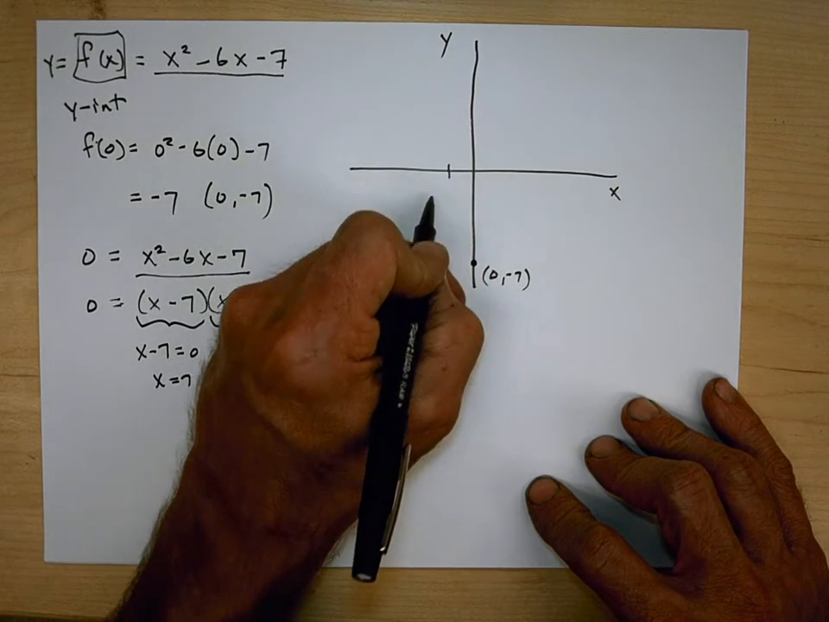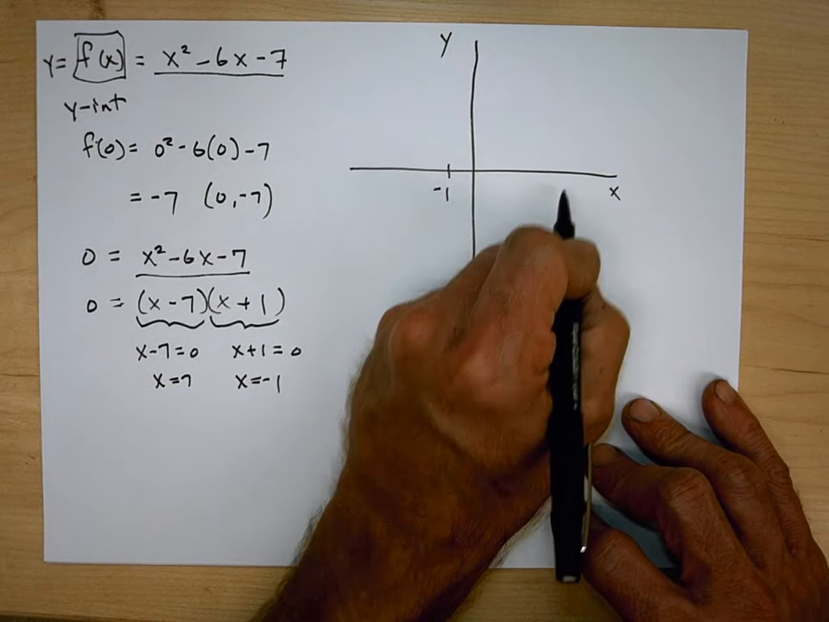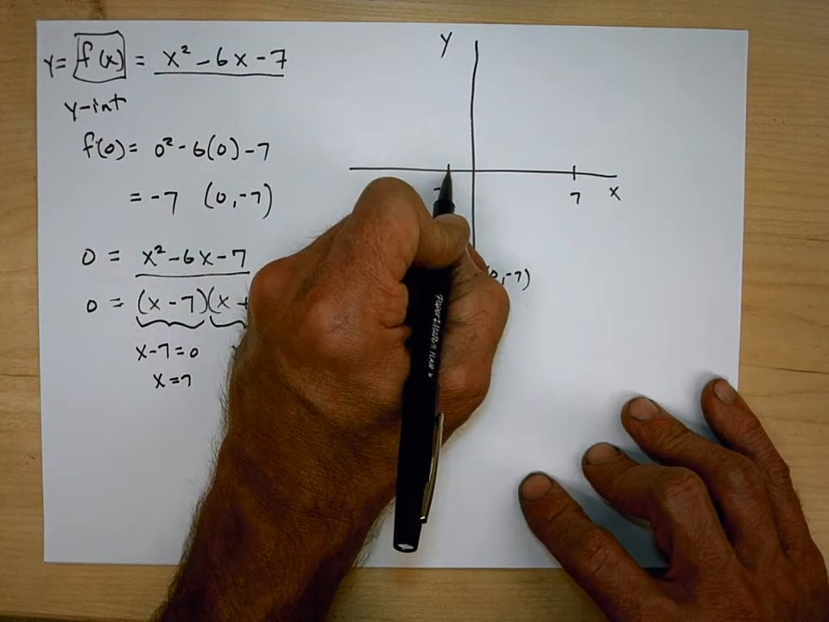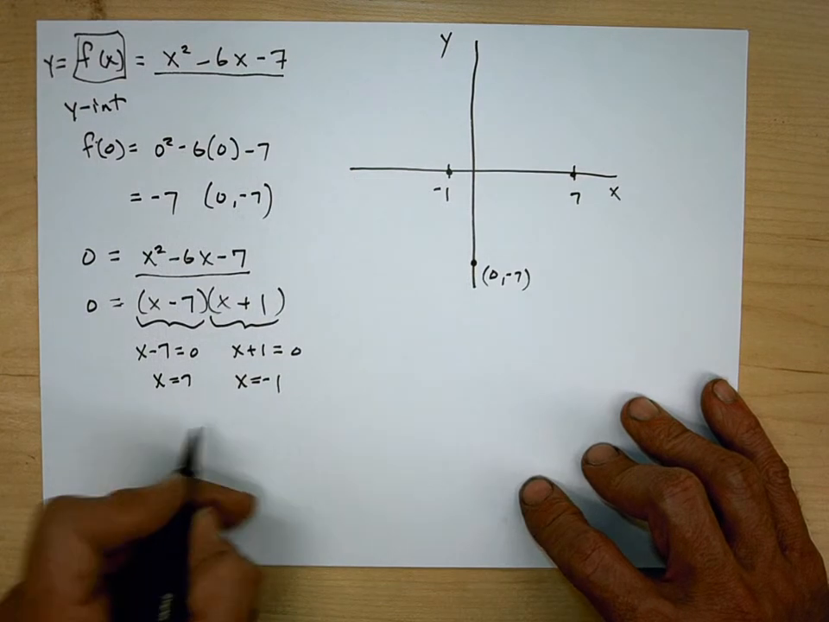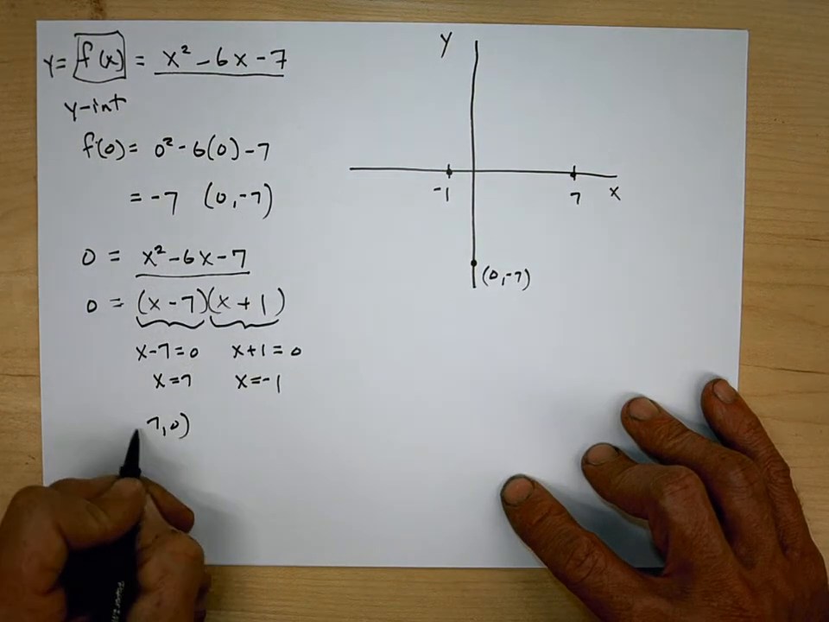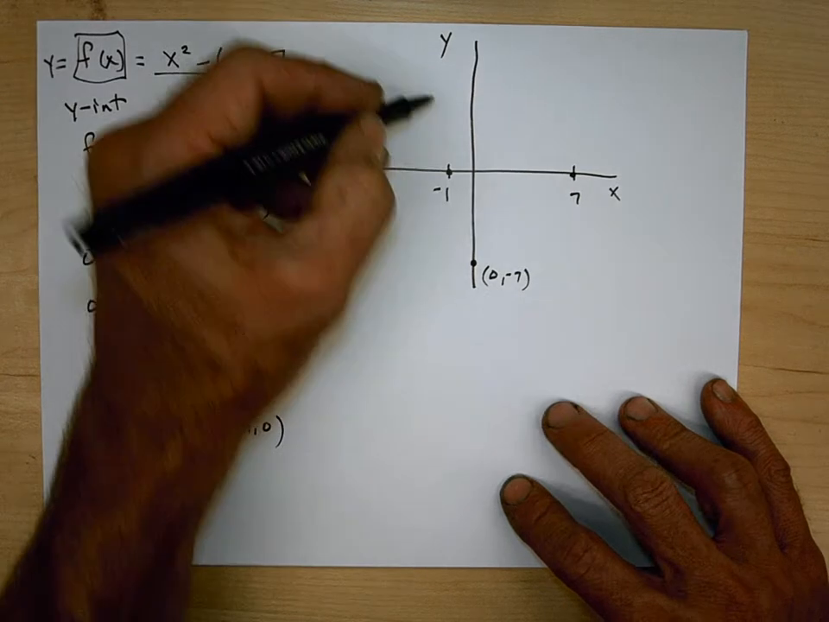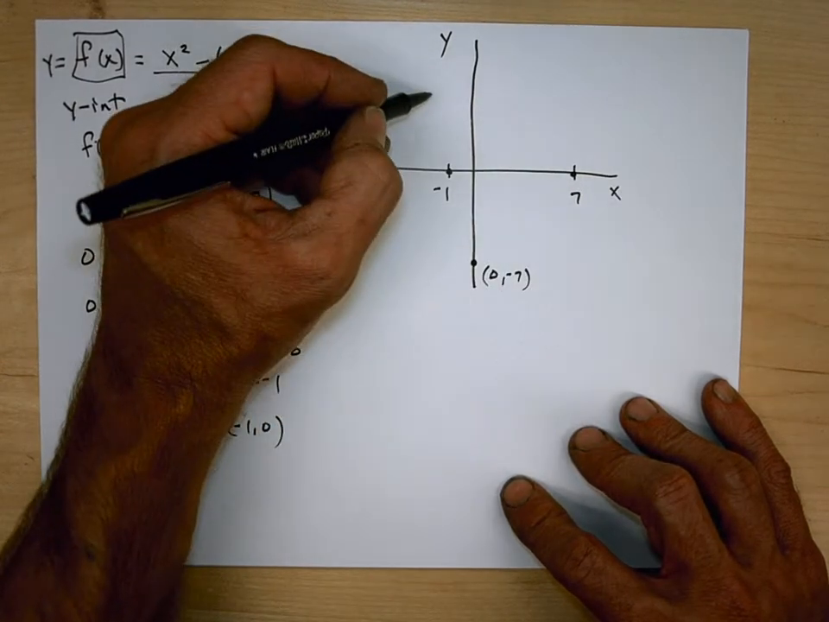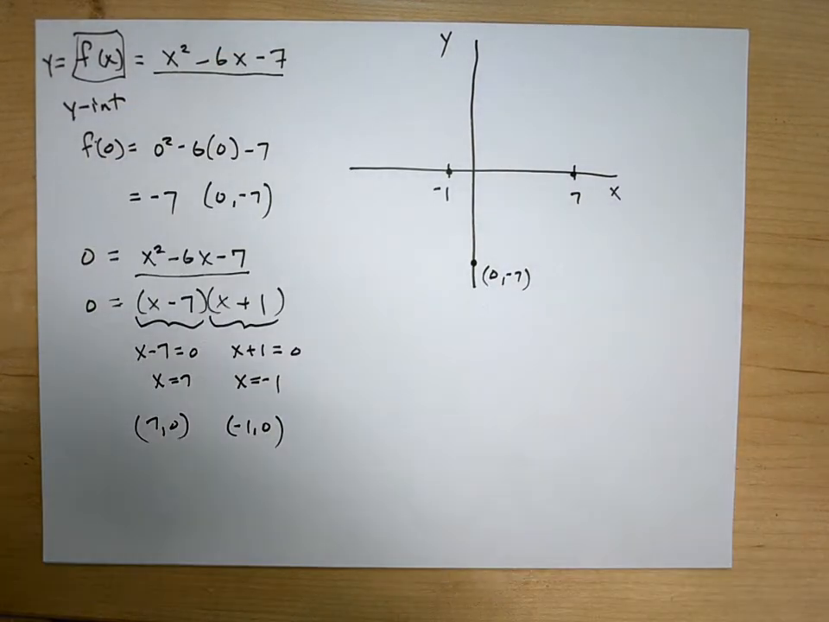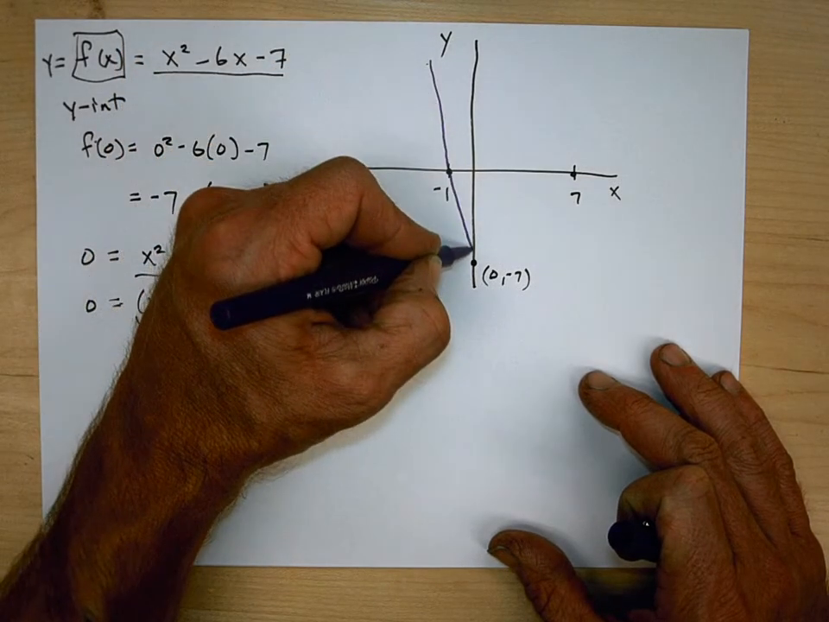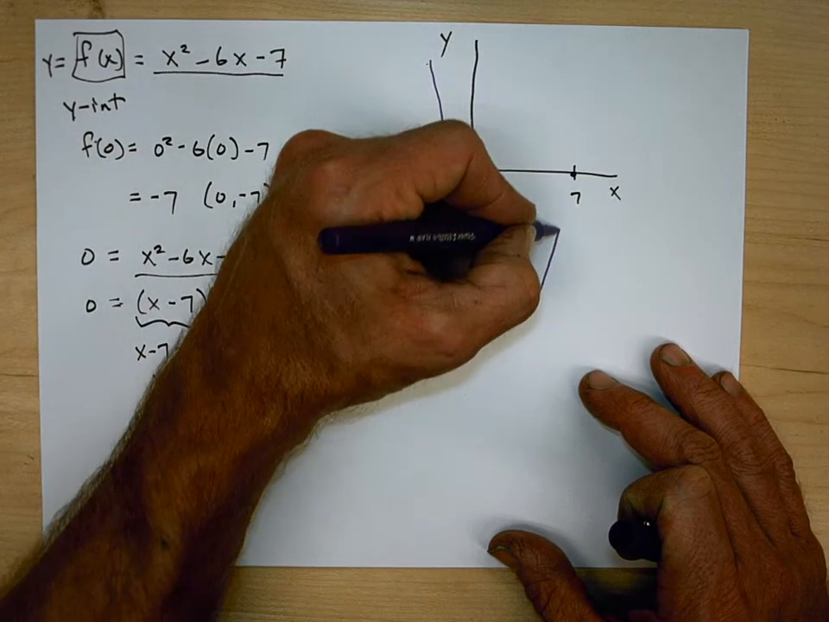So put in -1 here, and then maybe go out to 7 here. And so here is, and again, notice this is actually 7, 0. It's the point 7, 0. This is the point -1, 0. So I could actually use this to graph this. Let me just use another color for that. It comes down, goes through here, and then it comes back up.